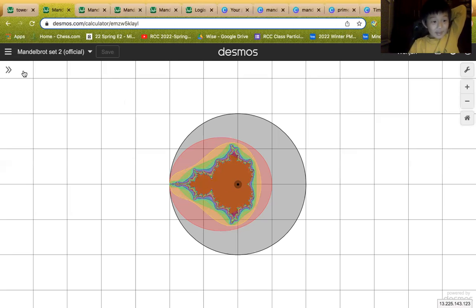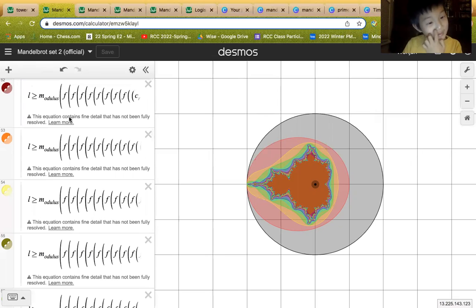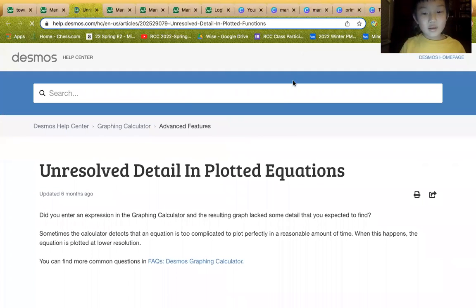So the answer is, I'm going to show you the resolution for the Mandelbrot set. Fine, what is the resolution of the Mandelbrot set measured in? The answer is pixels. Incorrect. The answer is, this equation contains fine details that have not been fully resolved. This thing happens when I click learn more. Oh, it does. Unresolved detail in plotted equation.